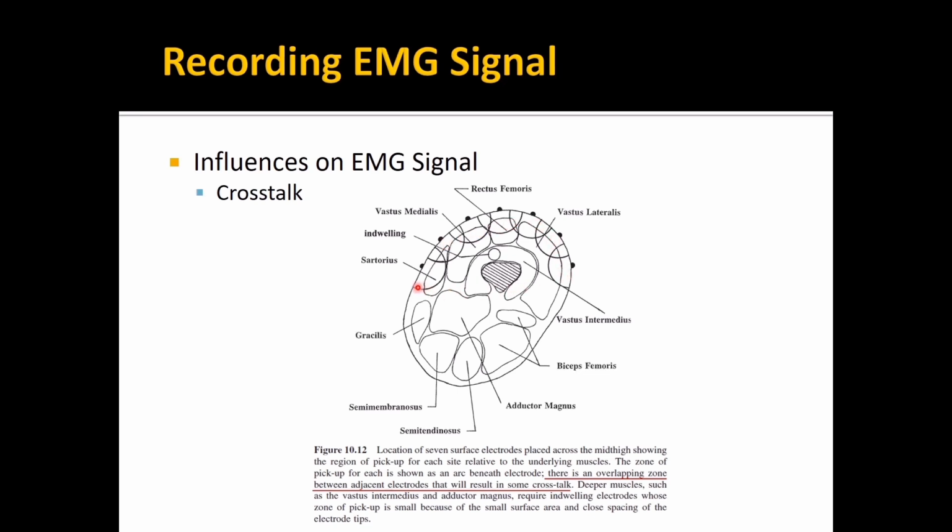And then we have an arc here. Each arc represents the zone of pickup of each electrode. And as you can see here, there is overlapping, okay, here, here, here. There is an overlapping zone between adjacent electrodes that will result in some crosstalk, which means this overlapping area will generate some crosstalk between adjacent muscles.